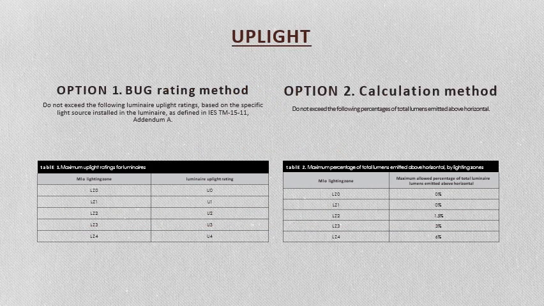For the uplight requirements, option 1, BUG rating method. You do not exceed the following luminaire uplight ratings based on the specific light source installed in the luminaire. As mentioned in Table 1, there are maximum uplight ratings for luminaires for each MLO lighting zone. Option 2, calculation method. In this, a maximum allowed percentage of total luminaire lumens emitted above horizontal is assigned for each lighting zone.